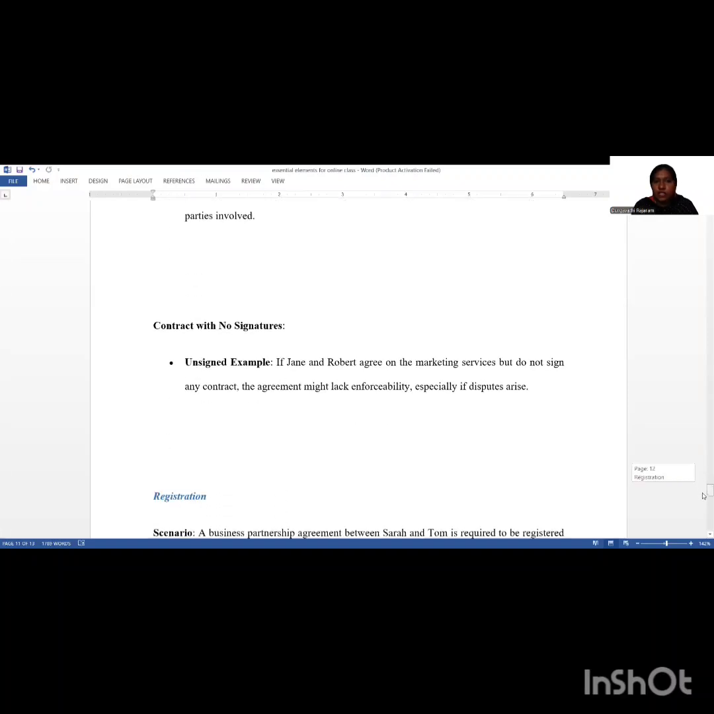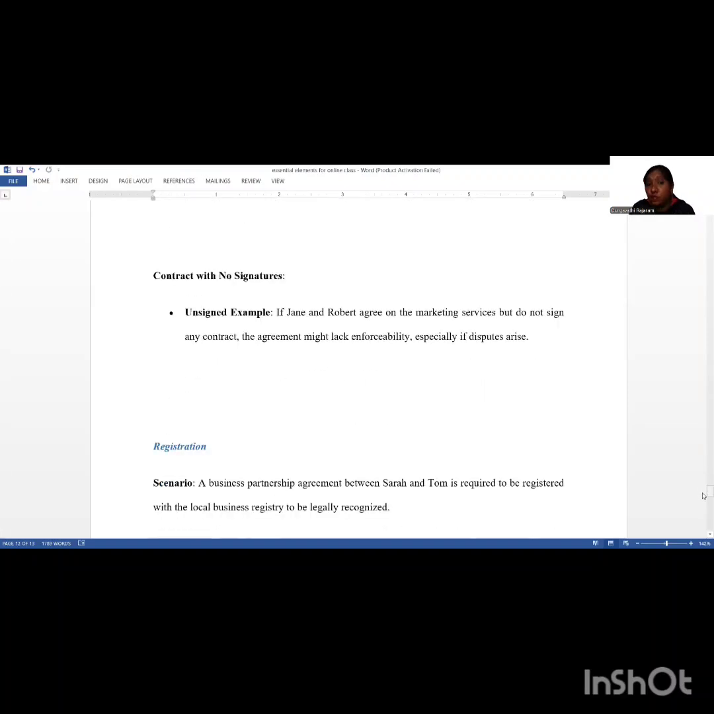Like a contract with no signature. If Jane and Robert agree on marketing services but do not sign any agreement, it might lack enforceability. So that's all about the essential elements of a valid contract.